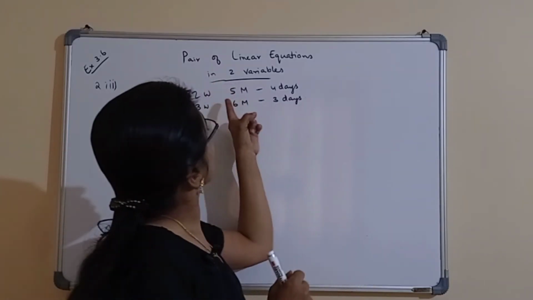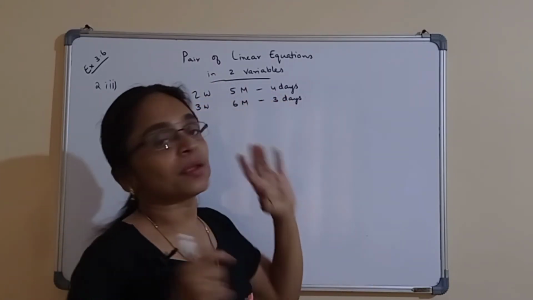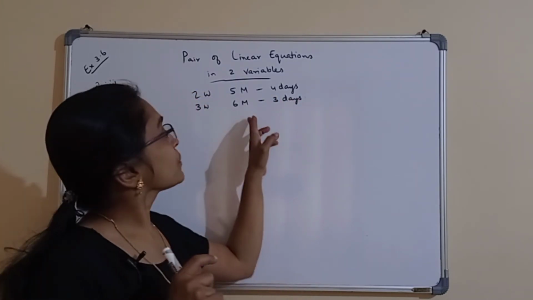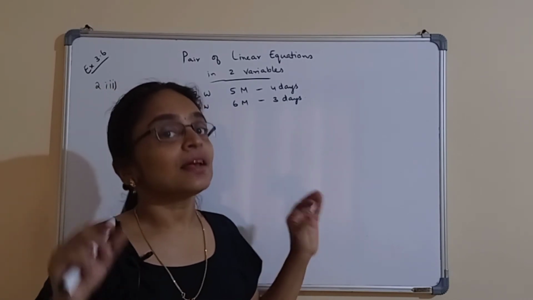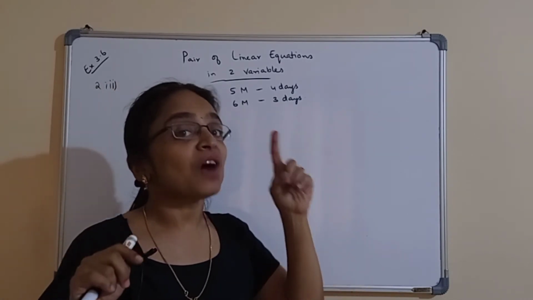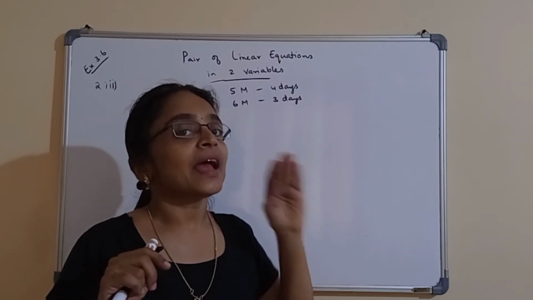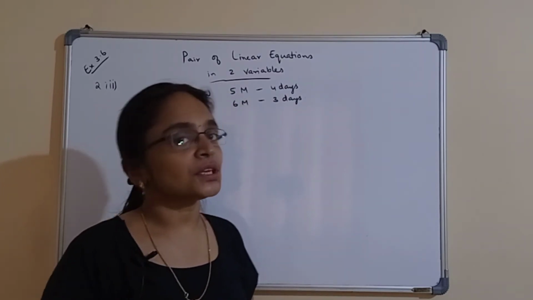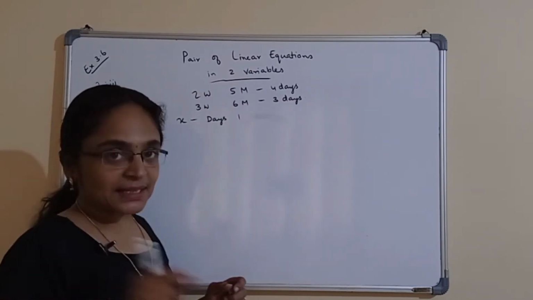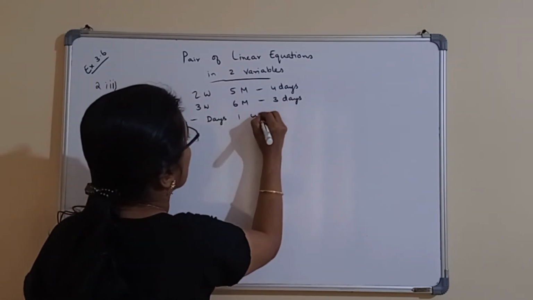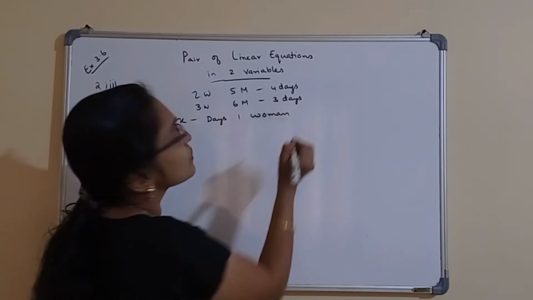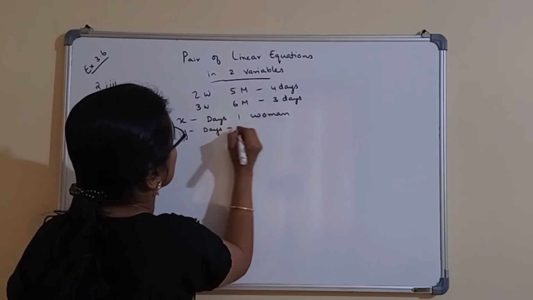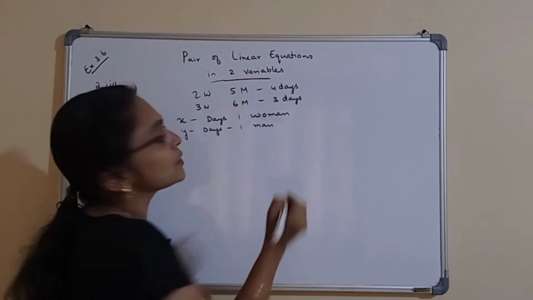Next question: 2 women and 5 men can finish an embroidery work in 4 days, and 3 women and 6 men together will finish the work in 3 days. Find the time taken by one woman alone to finish the work, and then the time taken by one man alone to finish the work. Okay, let x be the number of days taken by one woman to finish the work, and y be the number of days taken by one man to finish the work.